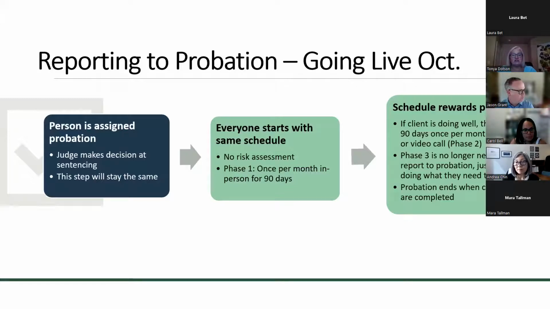The client still needs to keep up with their court-ordered conditions, but they no longer need to report to their counselor. If a client falls out of compliance with their conditions during phase two or three, they return to phase one and their counselor will submit progress reports every 30 days until they are eligible for reduction.